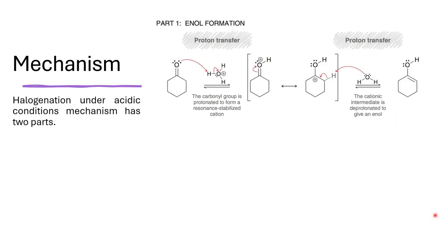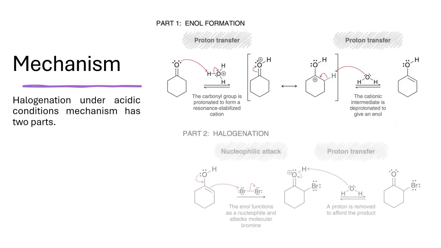The second part is the halogenation step. Nucleophilic attack occurs first. The enol functions as a nucleophile and attacks the molecular bromine. Proton transfer occurs next. A proton is removed to afford the product.